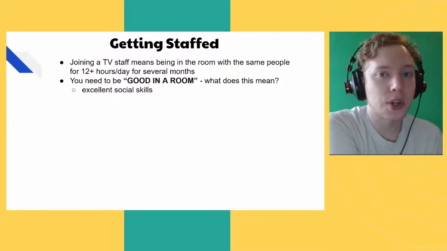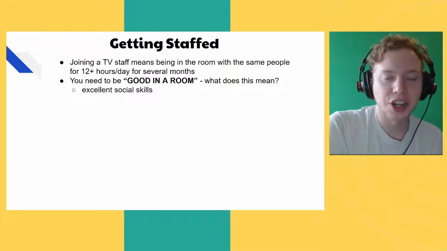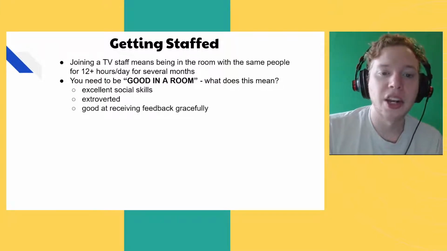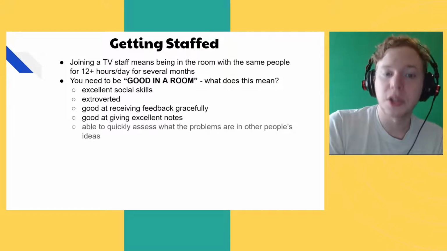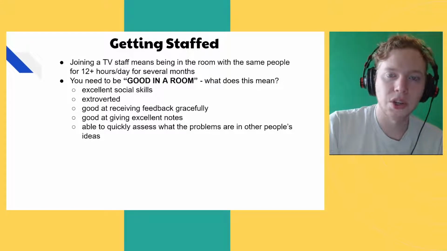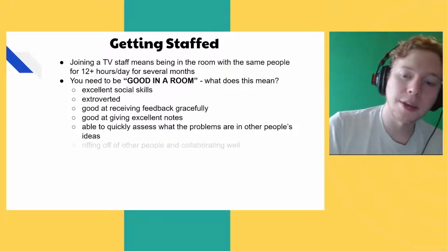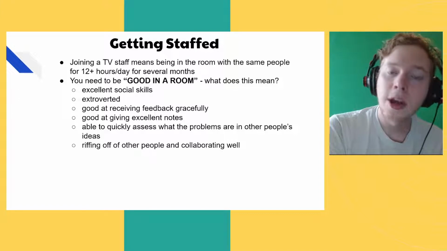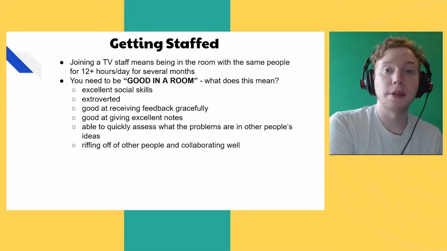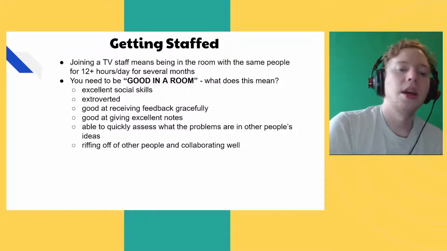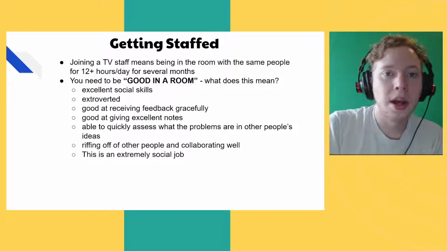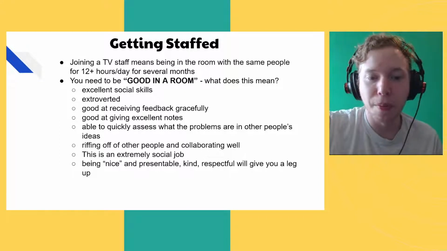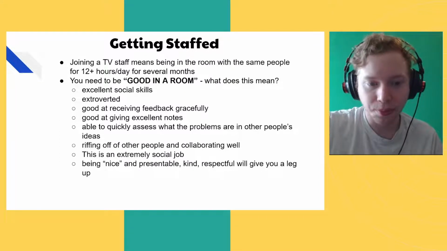Writing features is also pretty social, not as social as TV writing, where you're actually physically in rooms with people for a long time. You need to be extroverted and good at receiving feedback gracefully and giving notes well, with critical, constructive feedback. Able to quickly assess the problems and ideas and to find solutions, and not always just be someone who's shooting stuff down, but in fact be someone who says, hey, I know something that might work better instead. To riff off other people's ideas and collaborate well. Basically, this is not a job for quiet, introverted writing at home. This is extremely social.